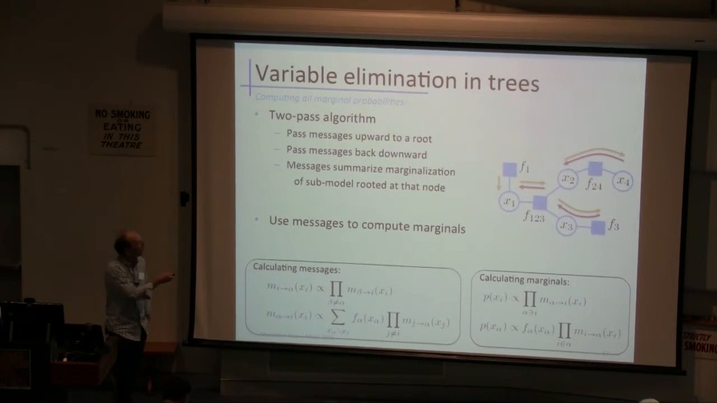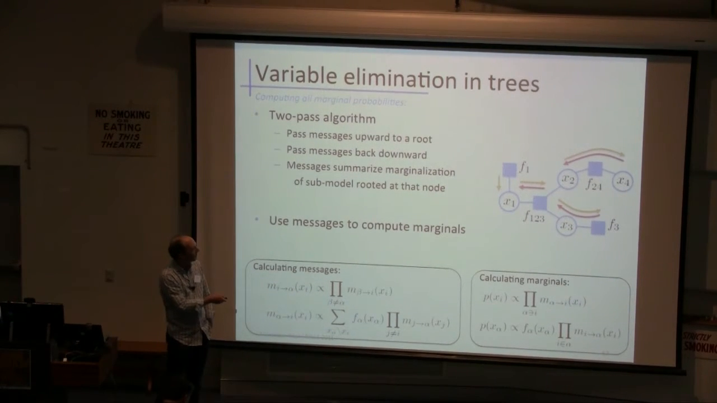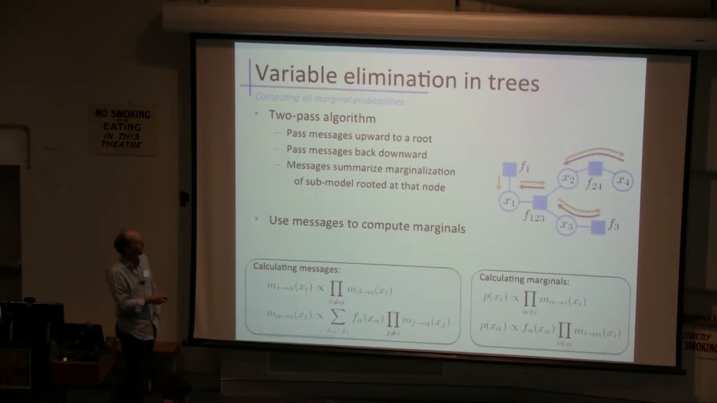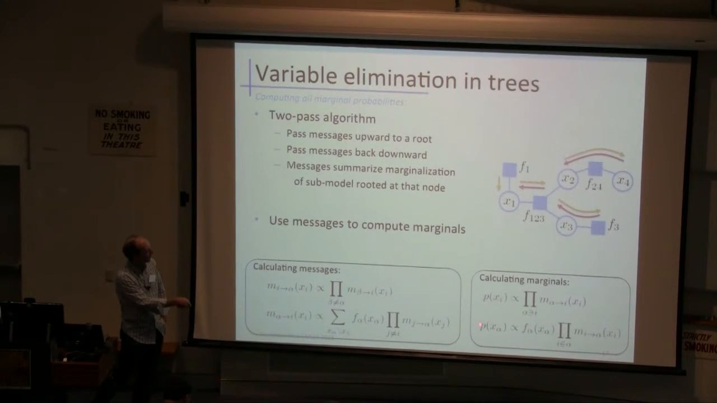And then once we've calculated these messages, we can calculate the marginal at any variable just by taking the product of the incoming messages and normalizing it. Similarly, if you want the marginal of any clique, you can take the incoming messages to that clique and normalize them.